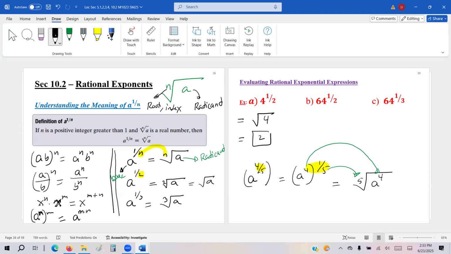So 4 to the 1/2 may look unfamiliar to you, but if you rewrite it as the square root of 4, now you know the answer. Whatever is easier for you to visualize, you can use that formula. How about 64 to the 1/2 power? The square root of 64, and it becomes 8.